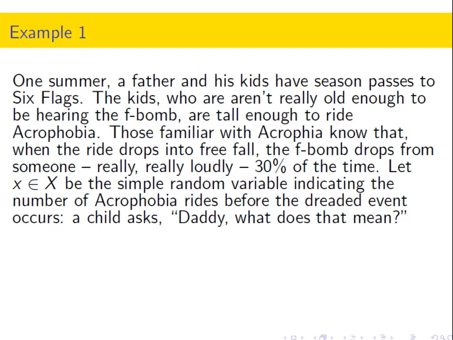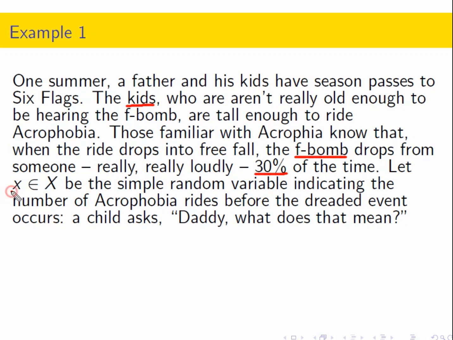I had my kids help me with some of the examples here. Those of you who grew up going to Six Flags in the summer may recognize this situation where when you're riding Acrophobia, it drops into free fall and all of a sudden somebody launches the F-bomb. In this situation, the kids are tall enough to ride the ride, but not really ready for the F-bomb. So we have a fixed probability, that's what we need. The probability of the F-bomb is 30%. It's going to happen 30% of the time. We're going to say that's exactly 30% and it's fixed.